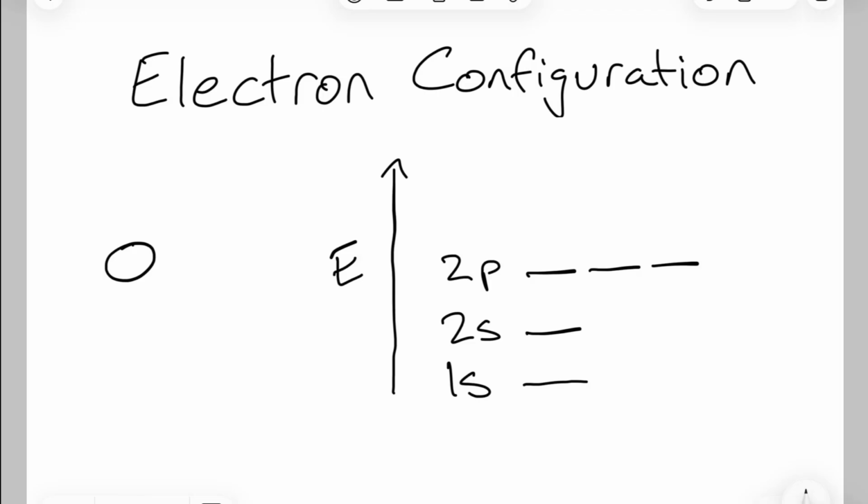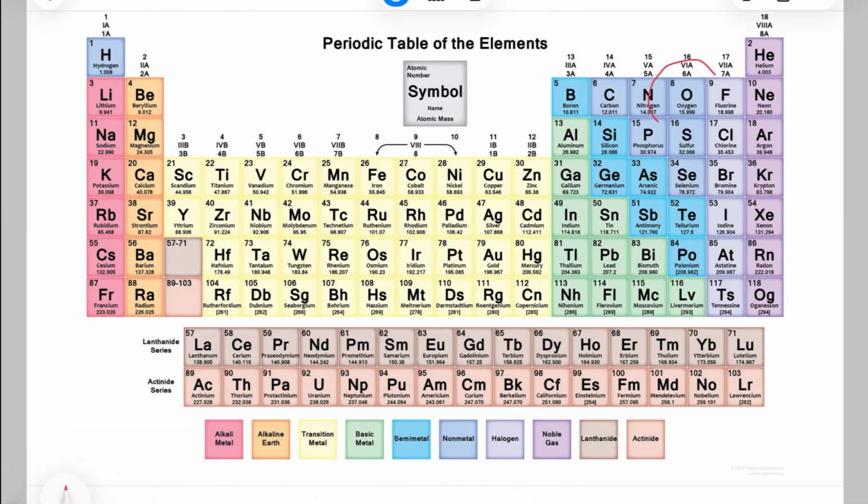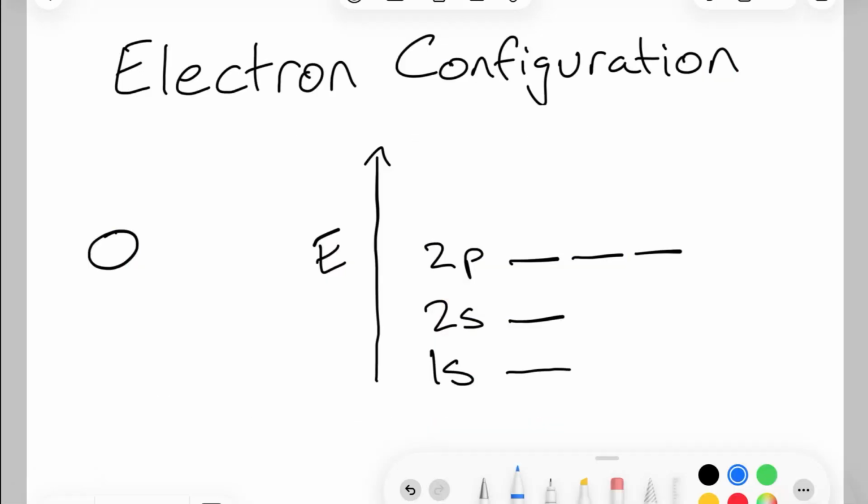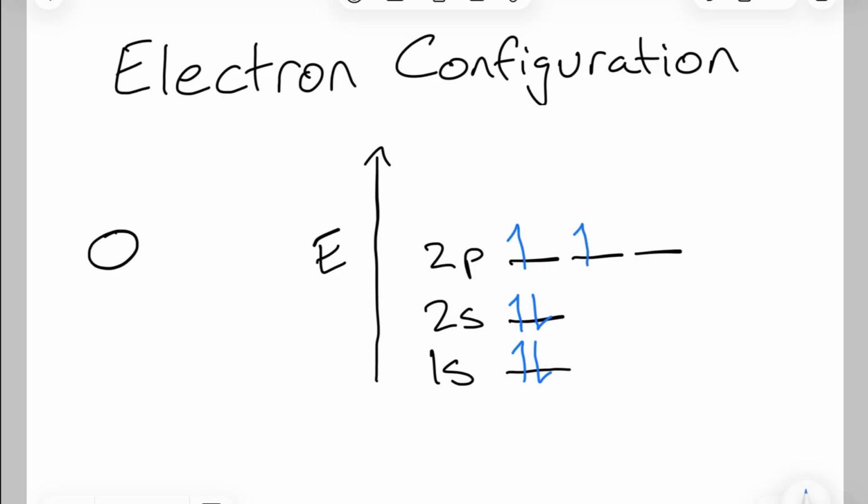Okay, now let's do oxygen. So look at the periodic table again. Oxygen is right here. It has an atomic number of 8. So that means there are 8 electrons that we need to add into the electron configuration diagram. Okay, so let's go ahead and add those electrons. We need 8 total. So 1, 2, then we move up to 2s, 3, 4, 5, 6, 7, 8. So that's it. That's our electron configuration diagram for oxygen.